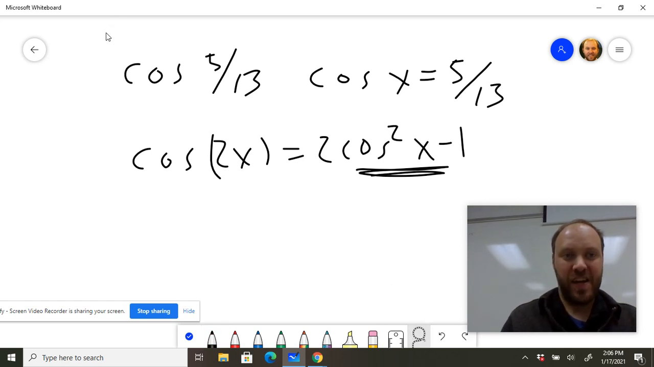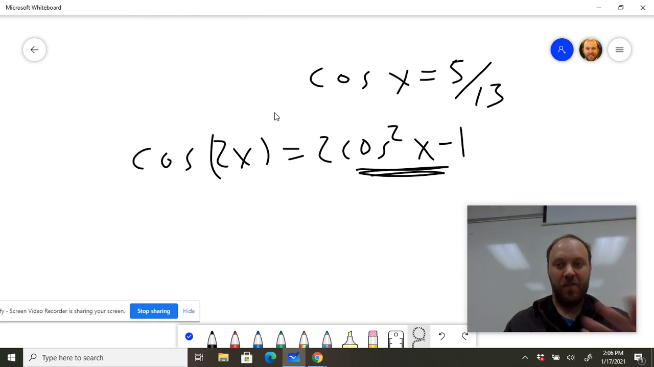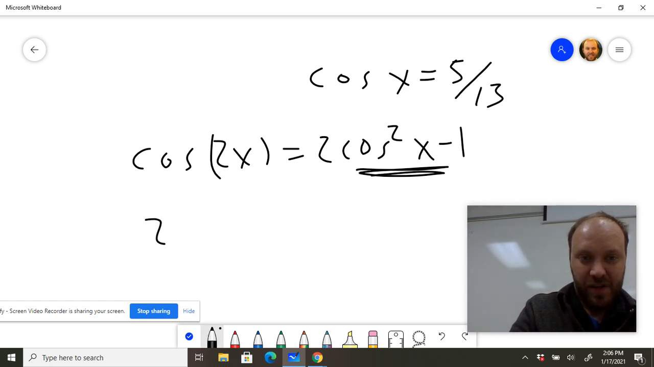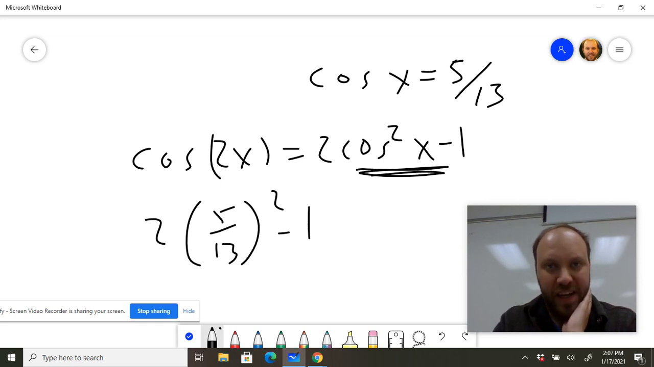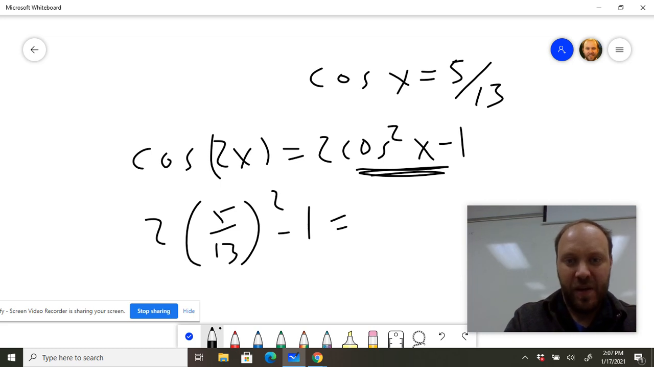So remember, sine, cosine, and tangent always have an input. It's cosine of something. Anyway, we just fill this in. You have a 5/13 in place of the cosine, and that cosine is being squared. And so it's going to be 2 times the cosine value squared minus 1. I believe you're going to get 50 over 169 minus 1. And you could turn that 1 into a 169 over 169. And I believe you end up with negative 119 over 169.